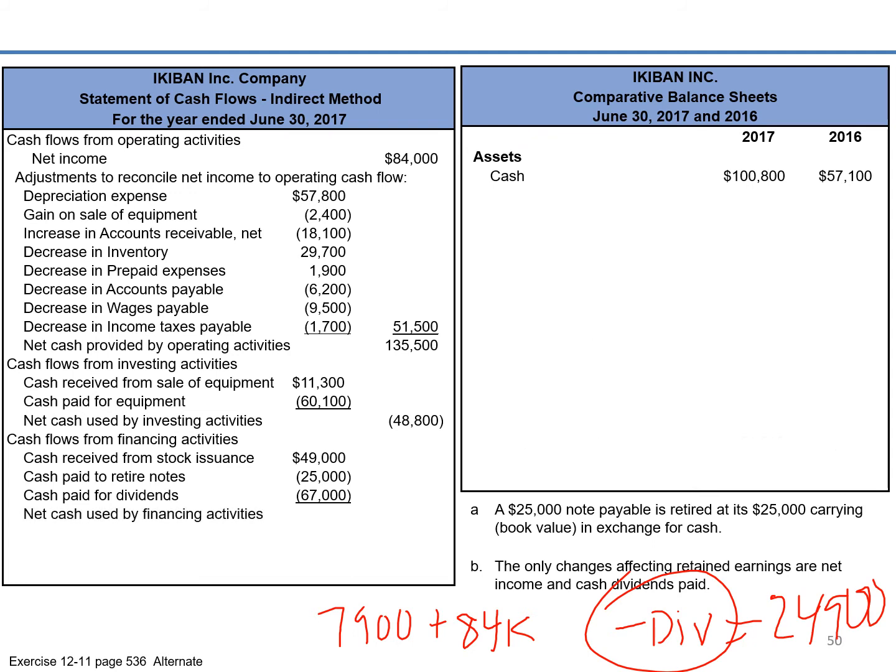So then we have net cash used by financing activities of $43,000. If we add up our 135, our 48.8, and our 43, net increase in cash is $43,700. Add our cash balance at the beginning of the year of $57,100. We should get cash at the end of the year of $100,800, which is also equal to the comparative balance sheet cash, which is what you want, right?